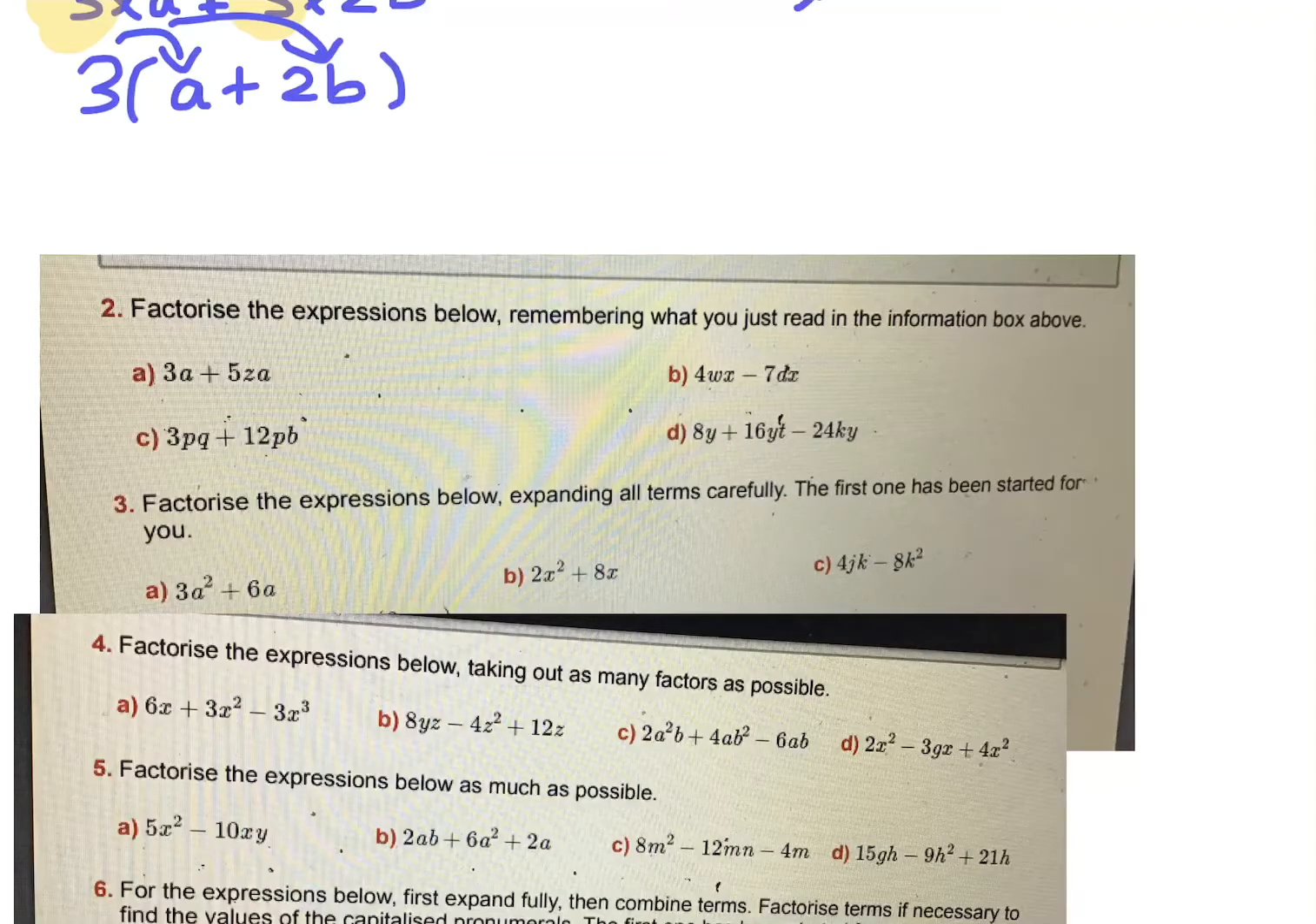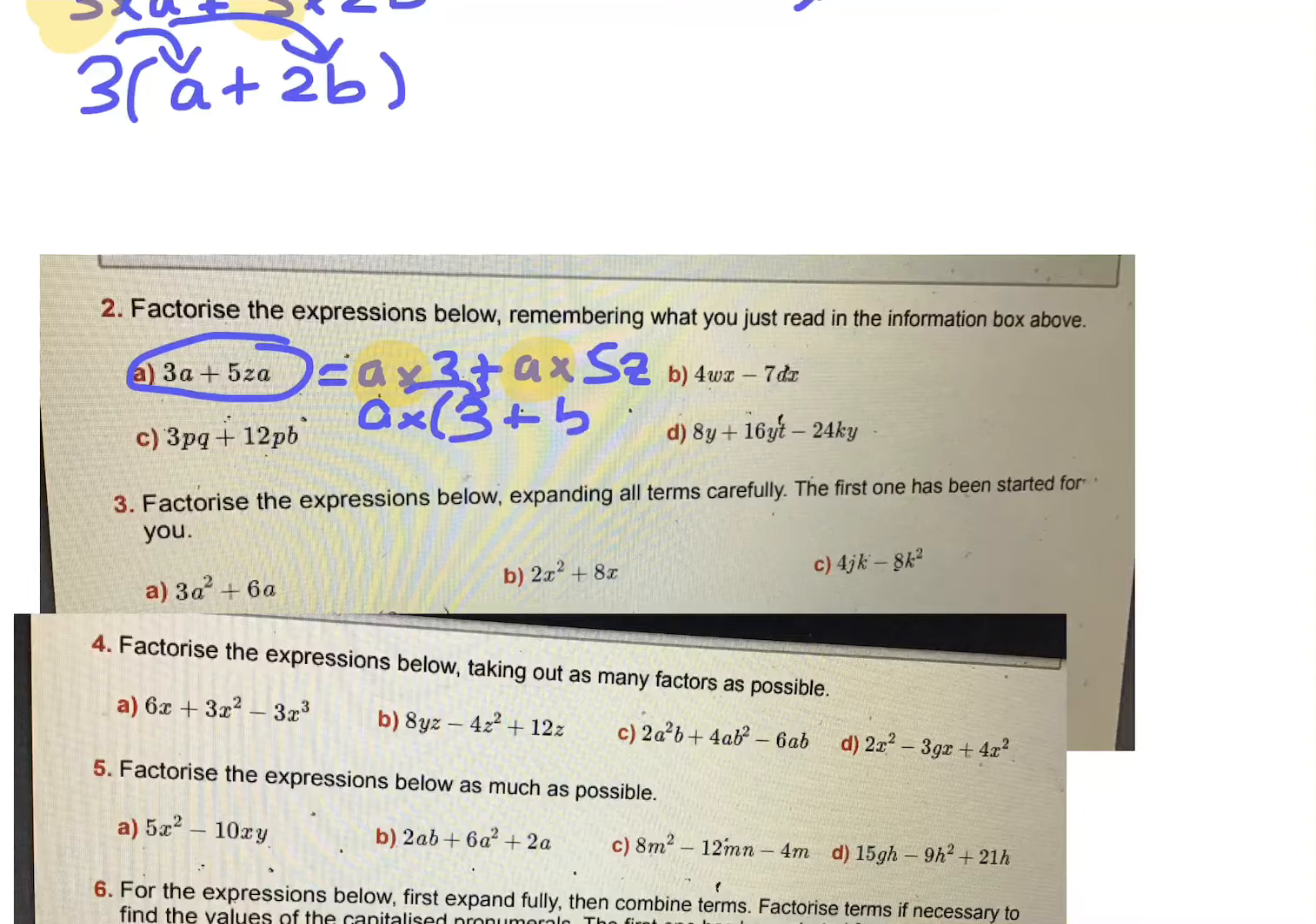Okay, so now this is factorizing again. So look at anything that is common in here. So the only thing that's common is a. So it'll be, see, it's a times the 3 and a times the 5z. That's the common factor there. You can put multiplication in any order, because remember when you multiply it doesn't really matter. The common factor there is a, so it's a times what? Okay, a times 3 plus a times 5z.